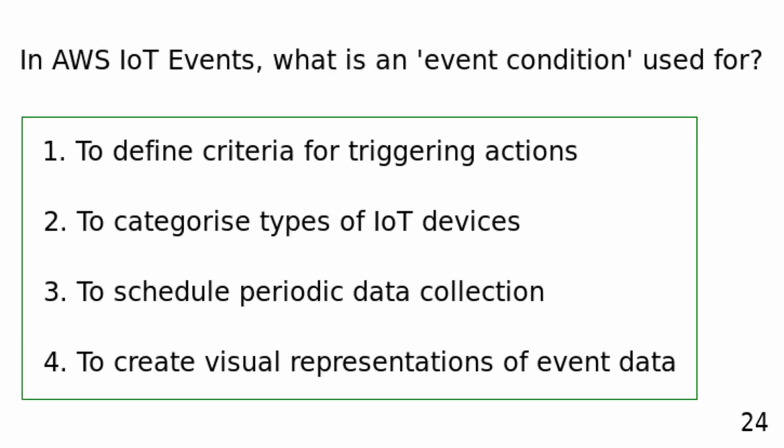In AWS IoT Events, what is an event condition used for? To define criteria for triggering actions. To categorize types of IoT devices. To schedule periodic data collection. To create visual representations of event data.